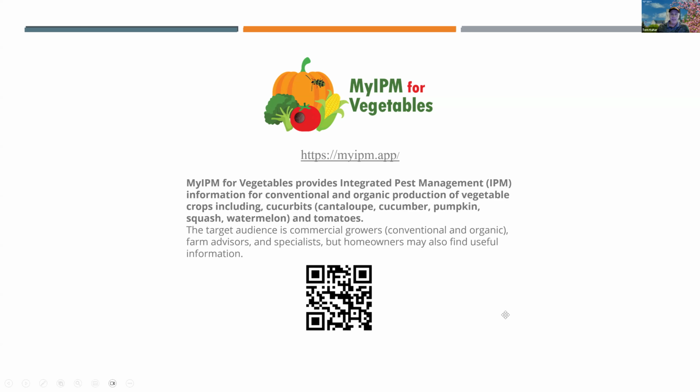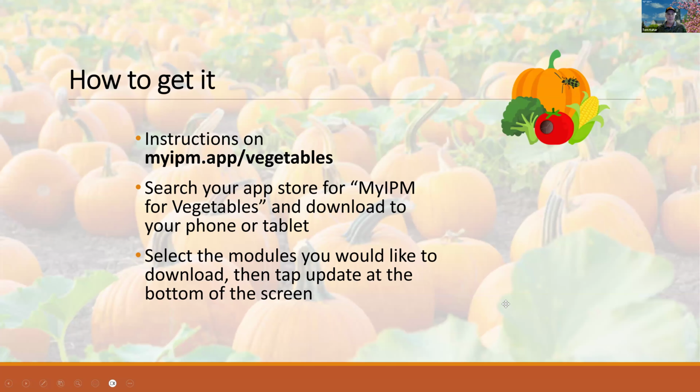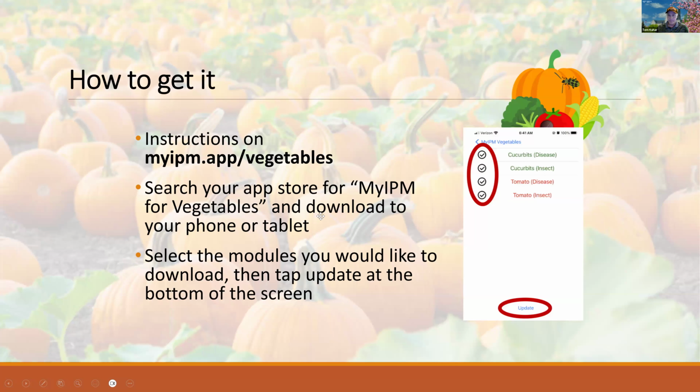There's the QR code for it, but I will go through it pretty quickly. You can go to this website or use that QR code that I had before. When you download that app, and it should download pretty quickly, you'll find that not all the vegetables are in there yet. It's a work in progress. We started by adding cucurbits and tomatoes, and those are the only two currently in the app under vegetables. You can click which one you want. So if you only grow cucurbits, then you wouldn't have to download the tomato content. Just pick cucurbits, diseases, and insects.